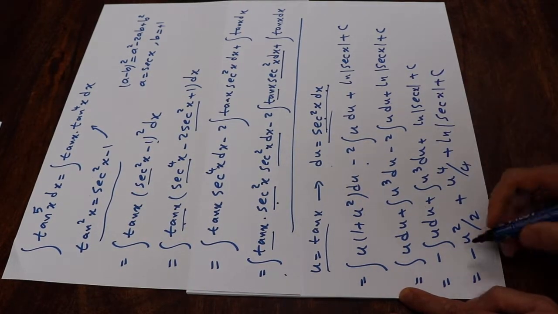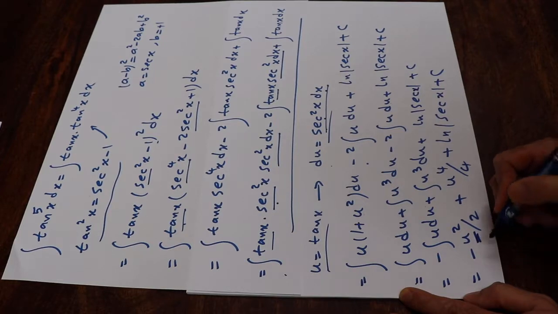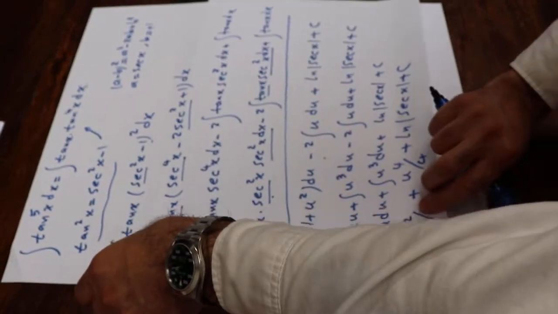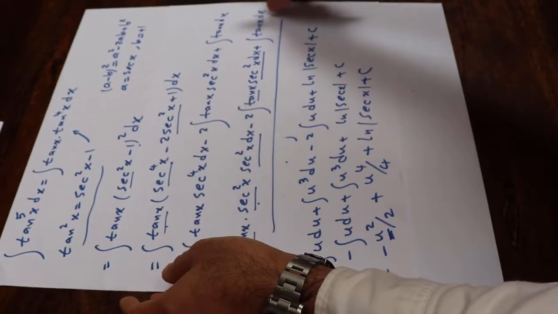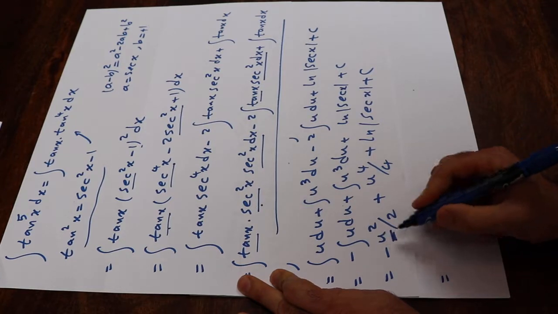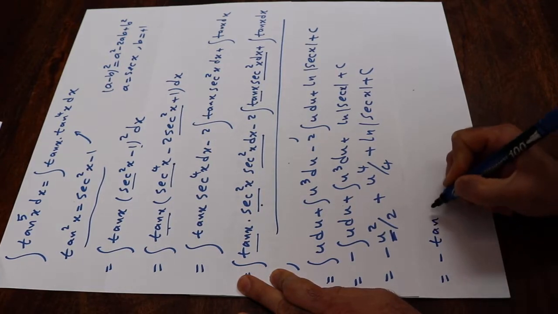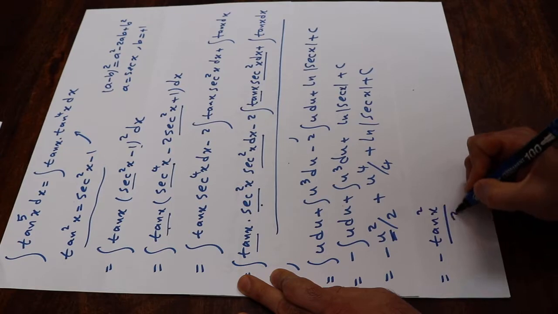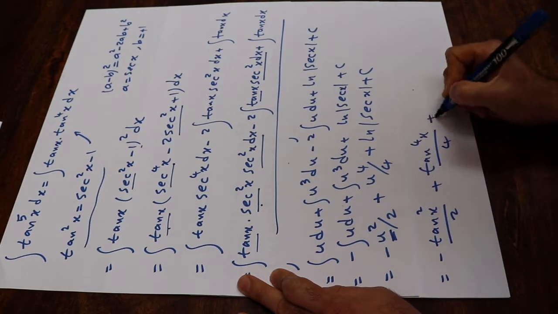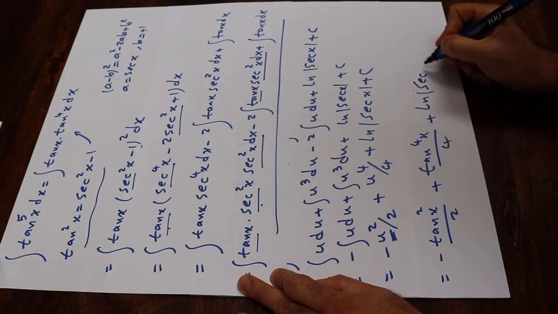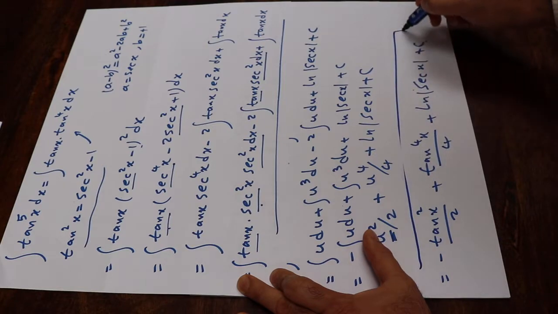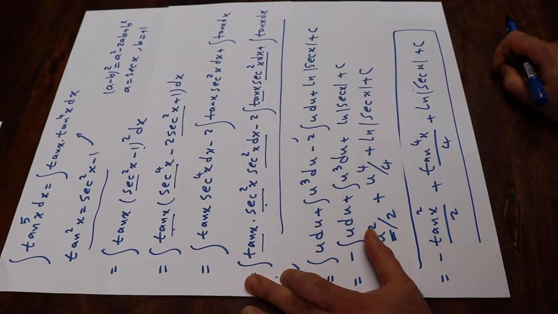Here all you need to do is substitute the parameter u with its definition, which is tangent x. Therefore, this integral will be equal to, instead of u, tangent x squared divided by 2, plus tangent to the 4th x divided by 4, plus ln secant x plus c, which is the constant of integration. And that is the solution to our integral.